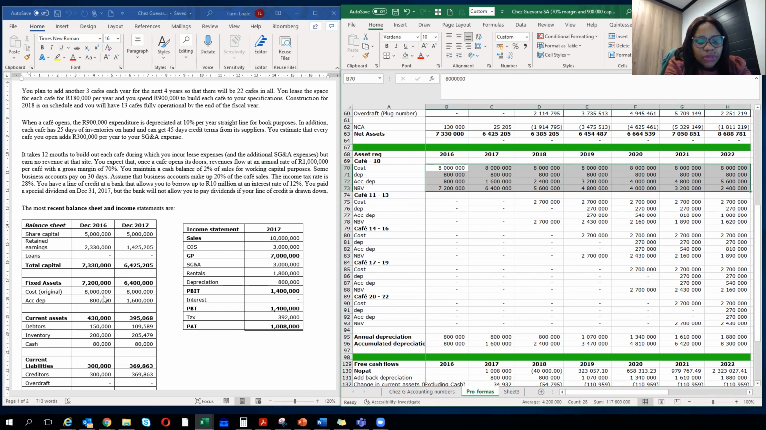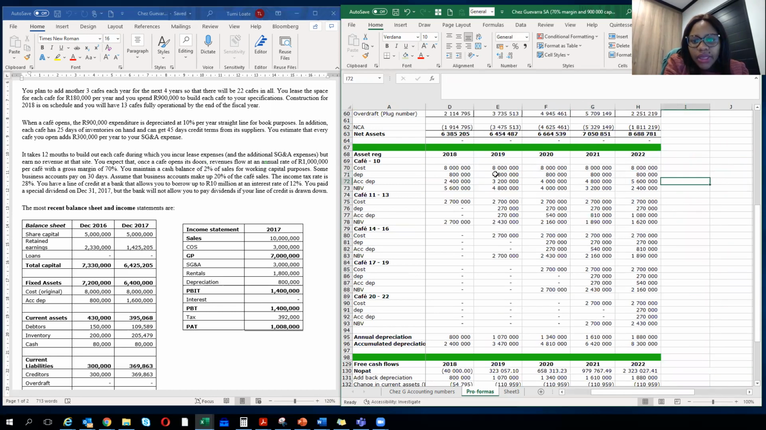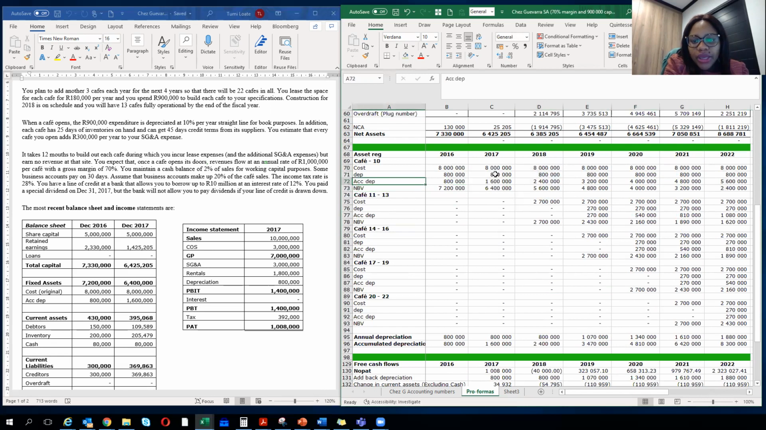So in 2016, you depreciated by 800,000. In 2017, you also depreciated by another 800,000. So your original 10 stores are still getting depreciated. Don't forget about that depreciation. That still needs to be taken into account for the 10 original stores. Every year the depreciation is 800,000: 800, 800, 800. Your accumulated depreciation is the 800 plus the additional 800 to get you to 1.6, plus an additional 800 to get you to 2.4, 3.2, and so forth.